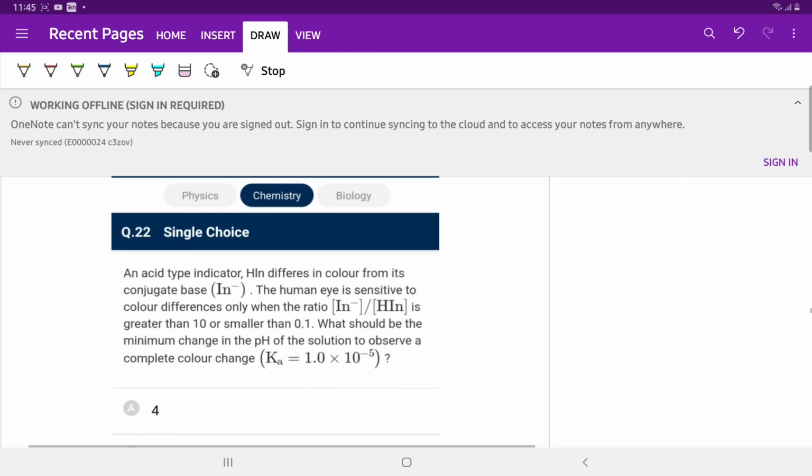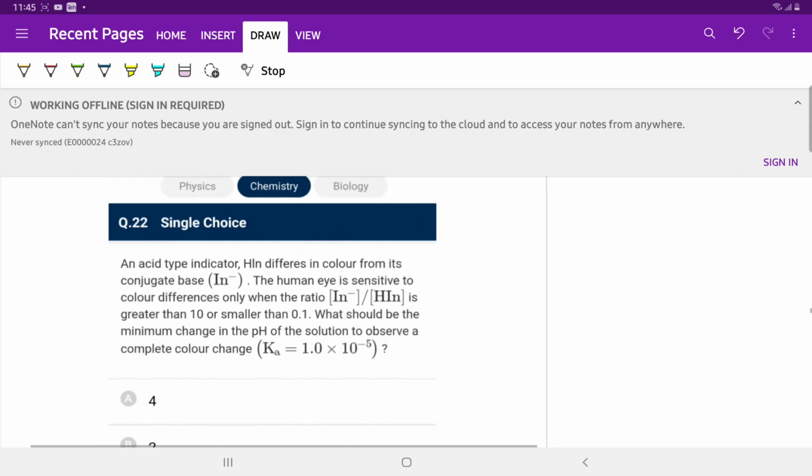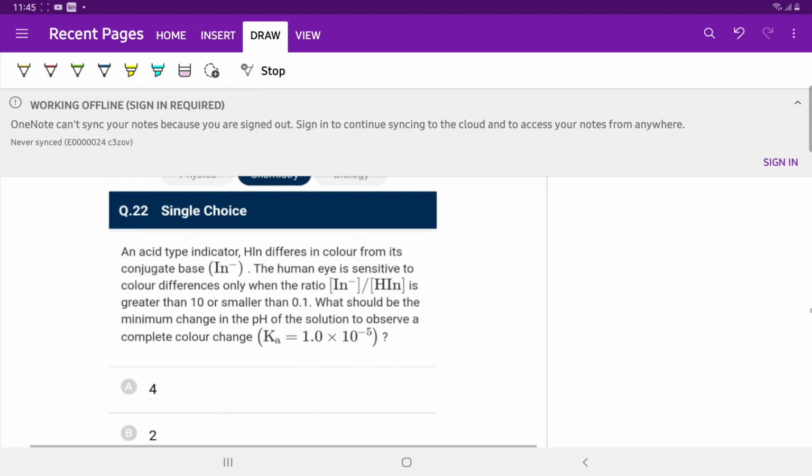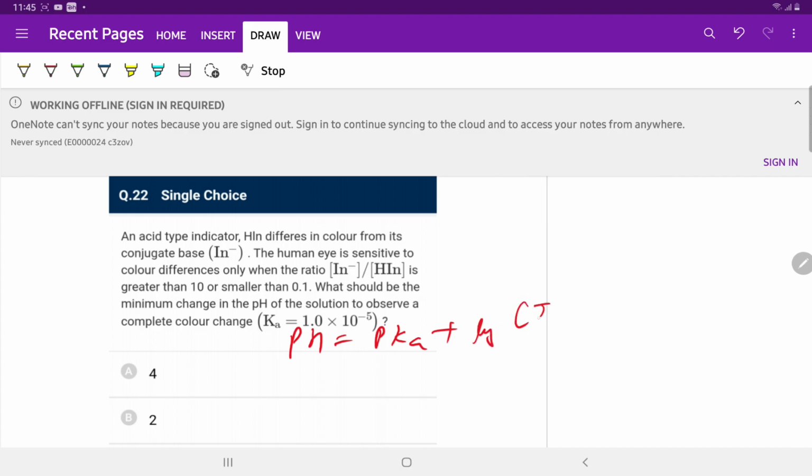Question number 22. An acid type indicator HLN differs in color from its conjugate base. The human eye is sensitive to color difference only when the ratio is greater than 10 or smaller than 0.1. What should be the minimum change in the pH of the solution to observe a complete color change? There are two conditions when the color of the indicator will be visible, derived by pH is equal to pKa plus log of base upon acid.